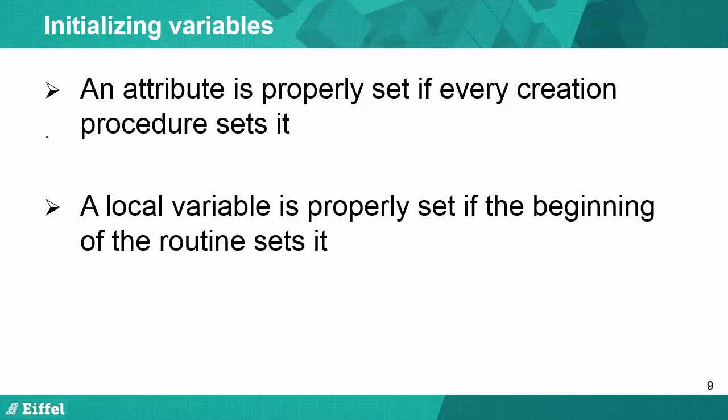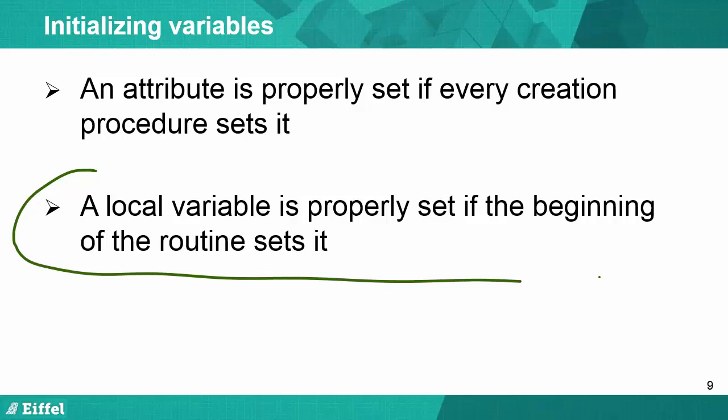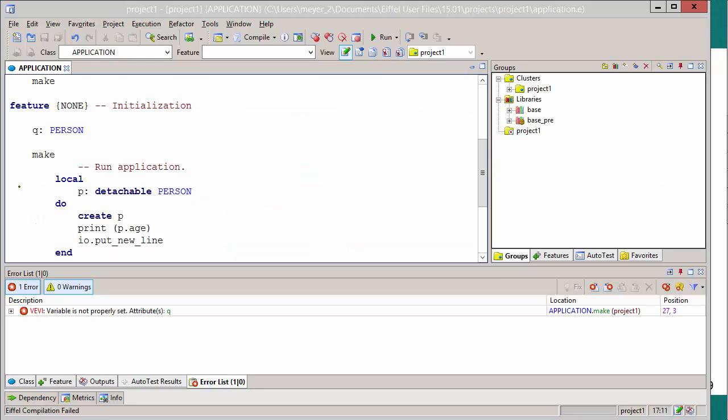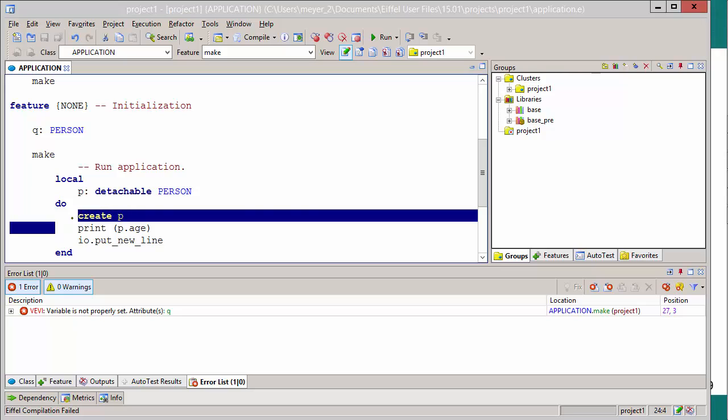And so how do we initialize variables? Well, for a local variable, that's the first case that we saw in our example, it's properly set at the beginning of the routine that sets it. So here, if we go back to our original example, we had a local variable p, and before we access it, it's been created in the correct version of this code.